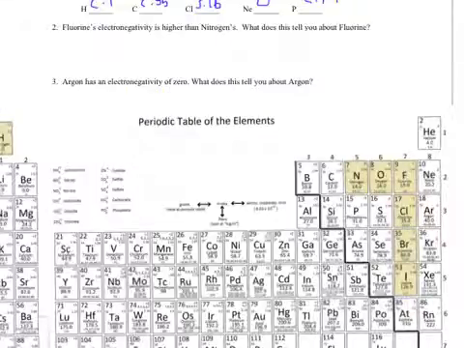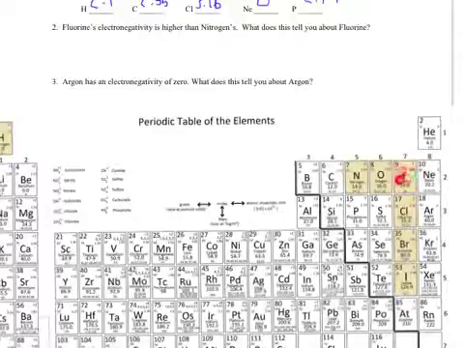Alright, so what does electronegativity mean? If fluorine's electronegativity is higher than nitrogen's, what does that tell us about fluorine? What it tells us is that fluorine pulls harder on bonded electrons than nitrogen does. So if fluorine and nitrogen are bonded together, fluorine will pull harder on the electrons than nitrogen will.